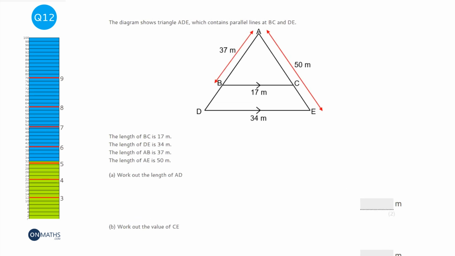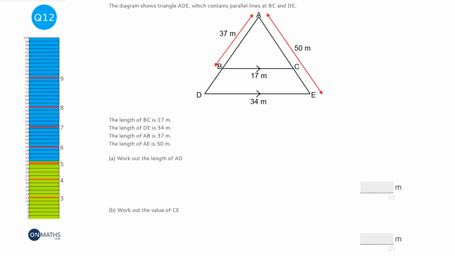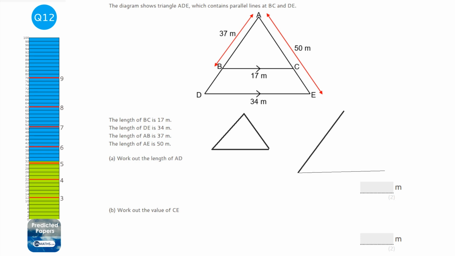Okay, so this question is asking us to find unknown lengths. Now, the easiest way of approaching this question is to draw the two triangles, the little one and the big one, separately. So I'm going to do that really quickly. I'm going to draw the small one, and I'm going to draw the big one. There we go. And I'm going to fill in the lengths. So this small one has 37 here, and 17 at the bottom here. This big one has 50 down the side, and 34 at the bottom.